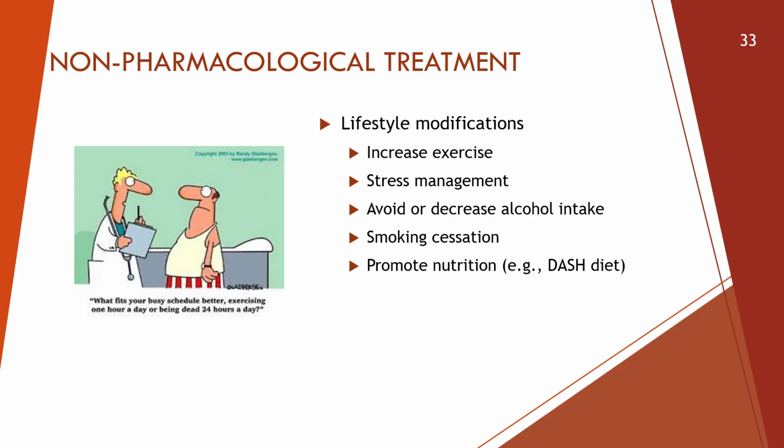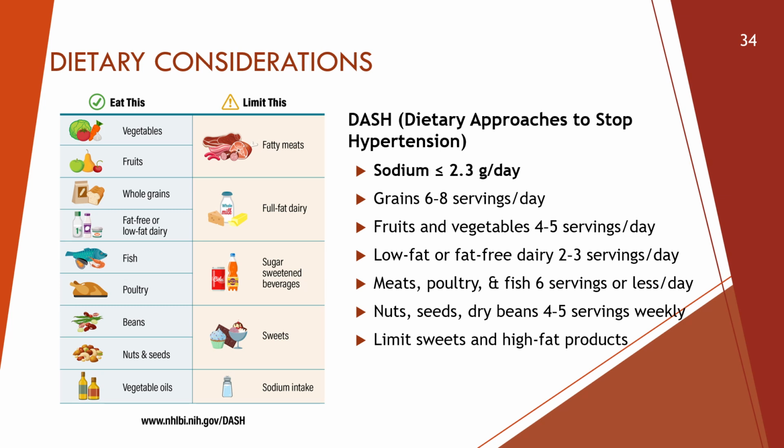Avoiding or at least limiting alcohol and tobacco use will also help significantly, just like in any other disease. And promoting good nutrition, like the DASH diet, is really helpful because it addresses both fat and sodium intake. The DASH diet stands for Dietary Approaches to Stop Hypertension, and it's an evidence based practice that promotes high intake of fruits, vegetables, low fat dairy, and limited saturated fats. And it has been proven to decrease blood pressure by up to 11 points.